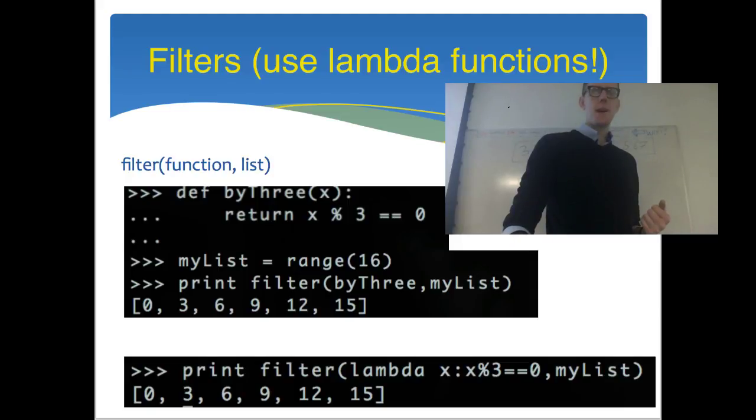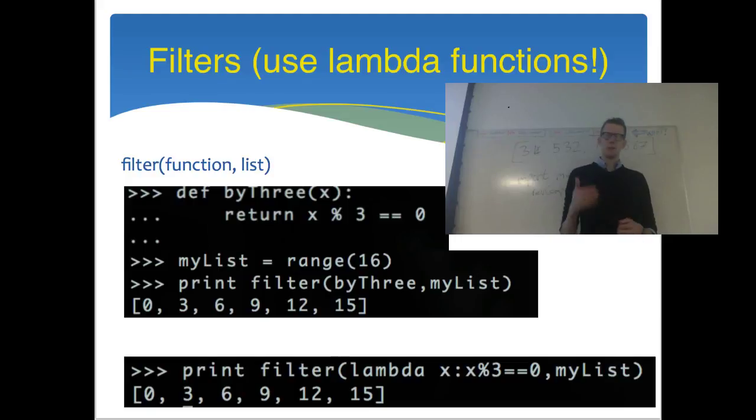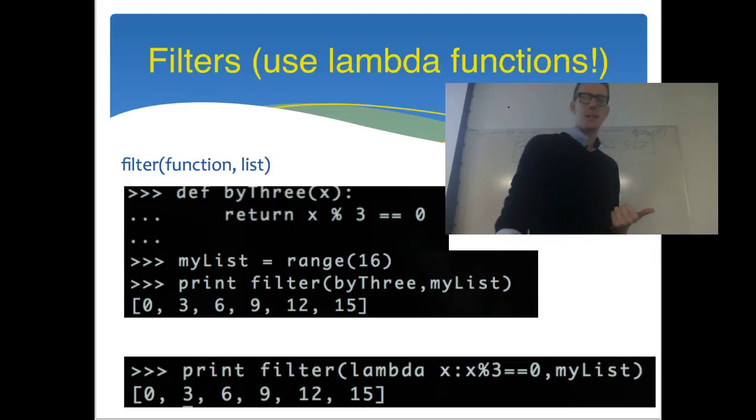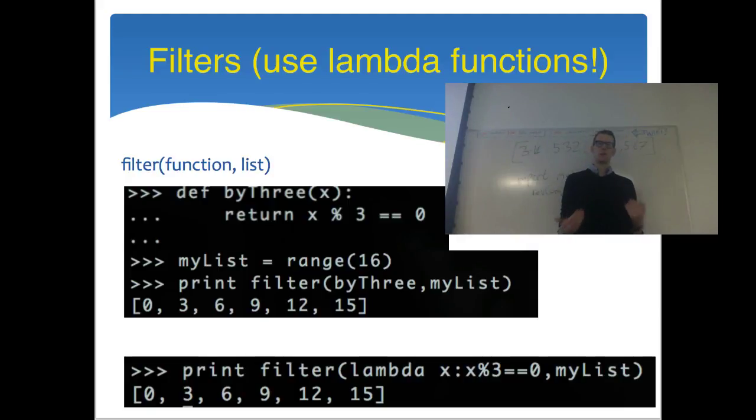So I define my by3 function, which we know returns true if a number is divisible by 3 and false if it isn't. I define a variable called myList, which is all the numbers between 0 and up to, but not including 16. And then what I can do is filter myList using the by3 function, and it will include all the elements where by3 is true and not include all the elements where by3 returns false.